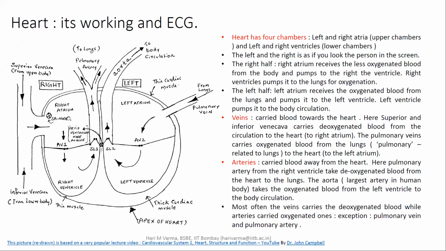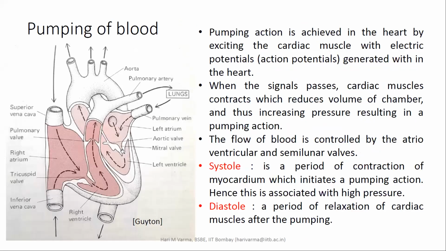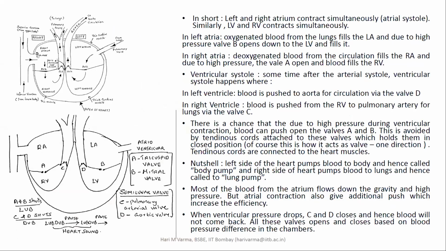First the right atrium will push the blood to the right ventricle. At that time the right ventricle will wait, it will not pump. Similarly the left ventricle, and once it is filled, it will push it. So there's a coordinated action happening that you have to keep in mind. We'll come back to this point later.